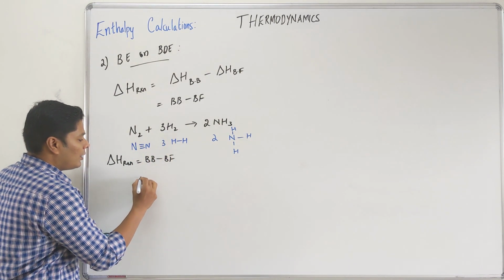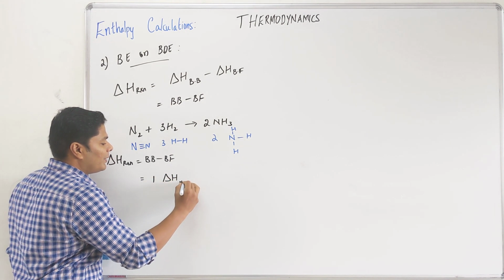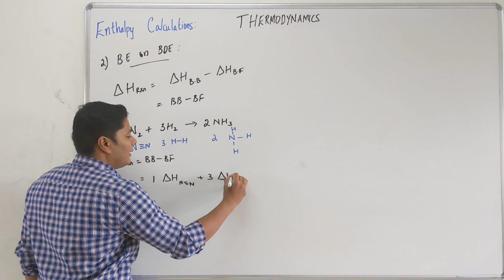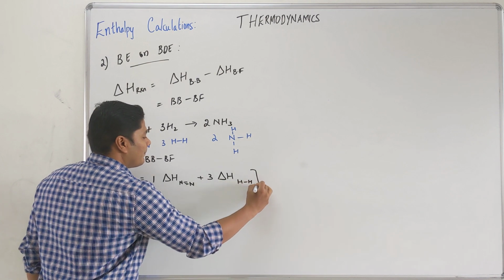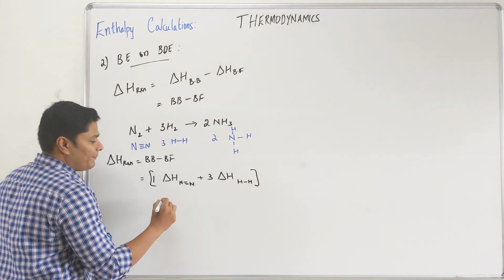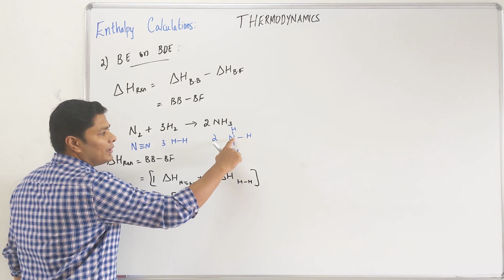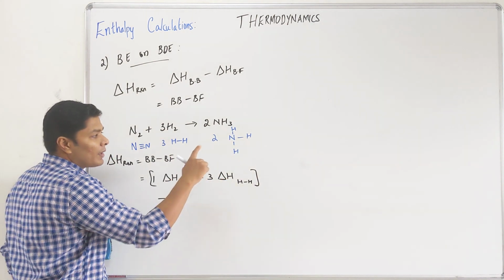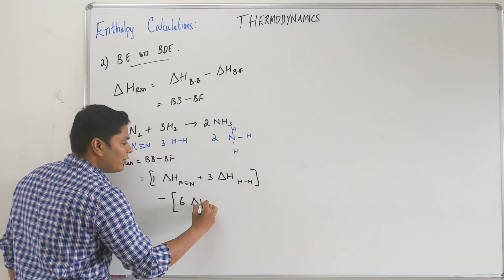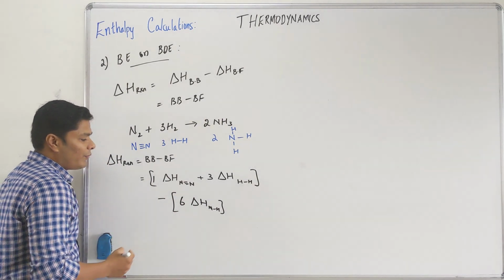So the bonds broken are 1 times delta H of N triple bond N, plus 3 times delta H of H single bond H. These are the bonds you break. Minus bonds formed. You form N-H bonds. There are 3 N-H bonds in 1 ammonia, and there are 2 ammonia, so there are 6 delta H of N-H bonds. So now this is straightforward.